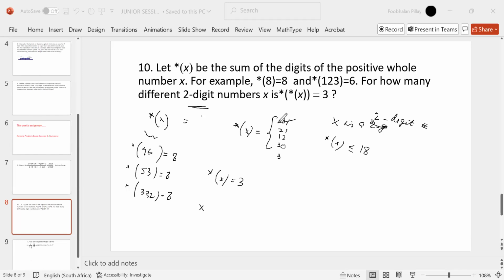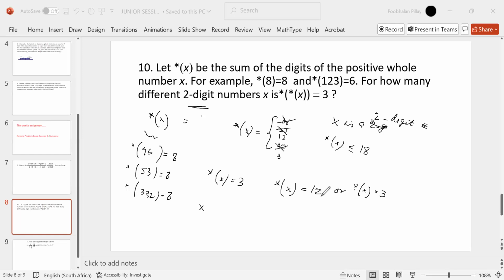So therefore, you'll have to eliminate that one and eliminate that one. Because star of x can't be 111, and it can't be 30 either, because the largest possible value you can have is 18. So you get star x is equal to 12, or star of x is 3. It's a 2-digit number.